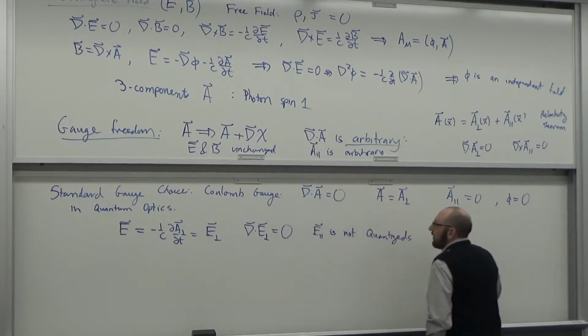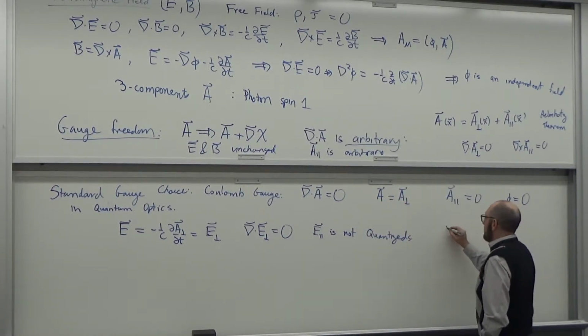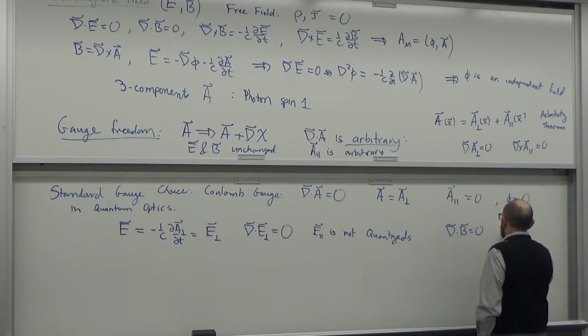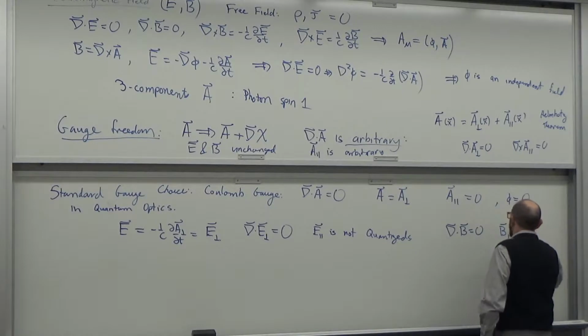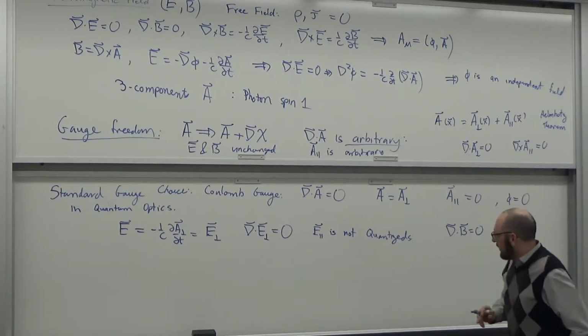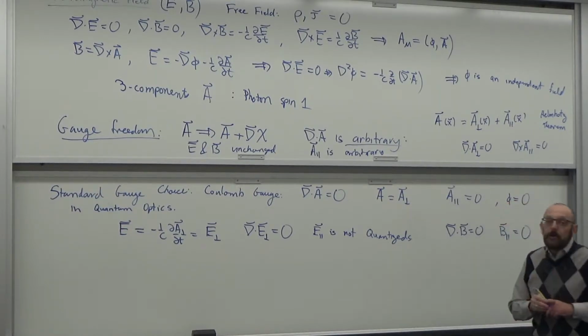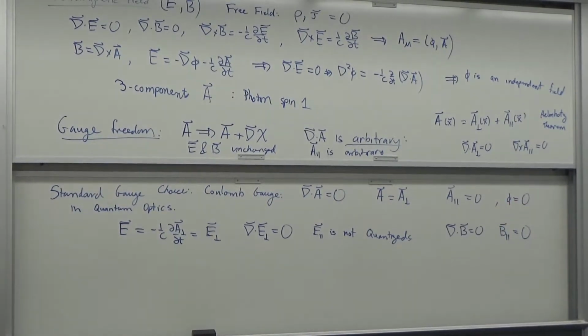B, of course, is always purely transverse. It never has a longitudinal part, because there are no magnetic monopoles. I'm sorry, parallel. So we only quantize the transverse part of the field.